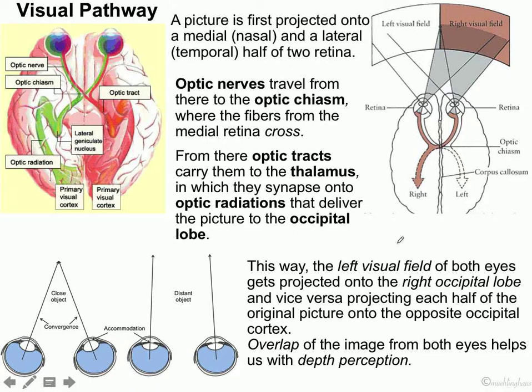Now we need to talk about the visual pathway. Because what are we going to do? We're going to have to project this picture that the eyeball picks up, that's called the visual field, onto the cortex, the primary visual cortex, and that's in the occipital lobe.